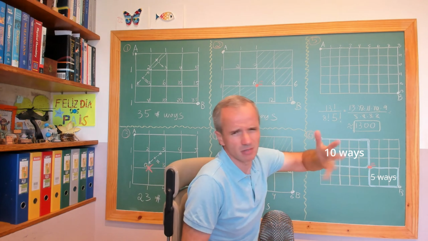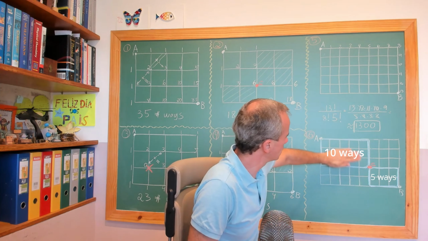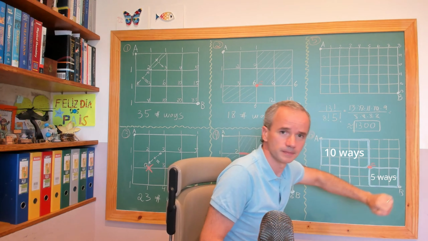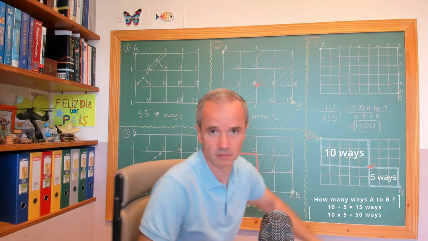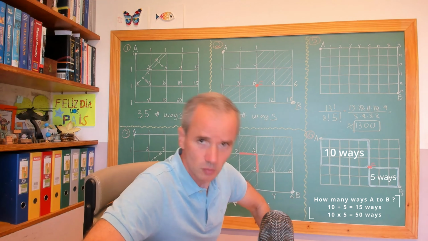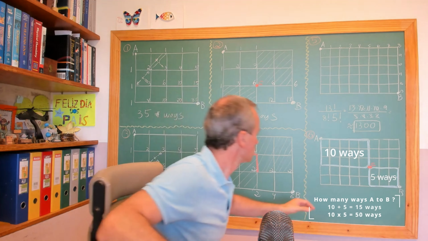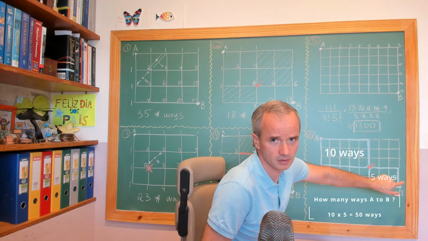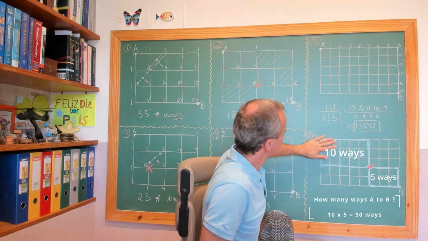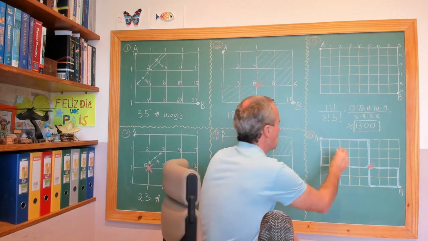Imagine, suppose 10 ways in here and 5 ways in here. Should I do it 10 plus 5 or 10 times 5? Of course, multiplication, of course. Because for every one of those 10, I have another 5. So 10 times 5. Now, just do this.